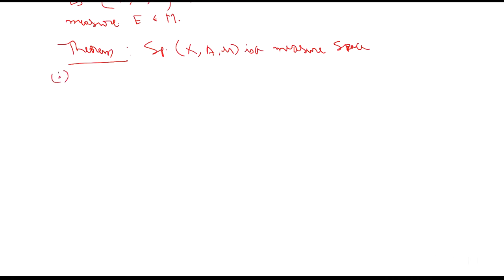If A belongs to script A, B belongs to script A, and A is a subset of or equal to B, then mu of A is less than or equal to mu of B.